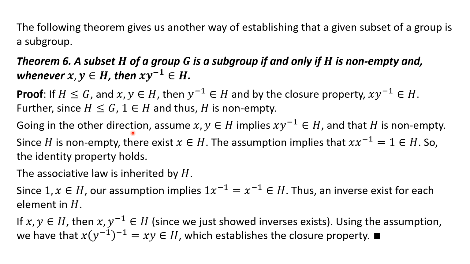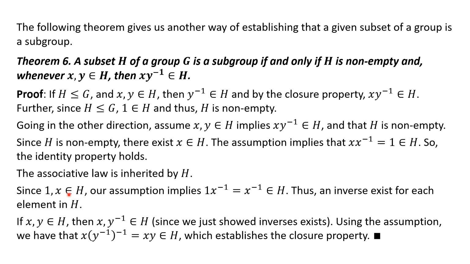So we have 4 things to prove here. And let's do that. Since H is non-empty, there exists in X an element of H. The assumption, this here, implies that X times X inverse, which equals the identity, is an element of H. So we have the identity property. In general, any subset of a group inherits the associative law, so we have that for H.